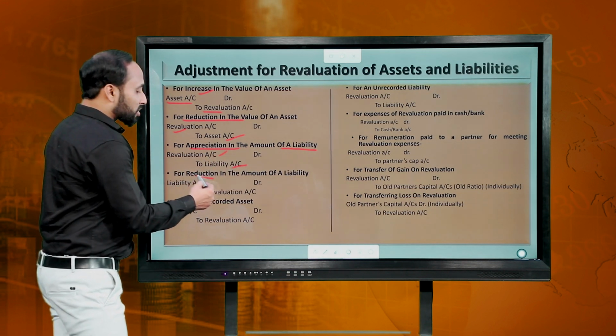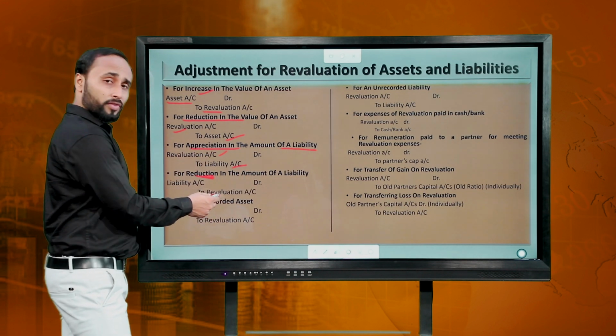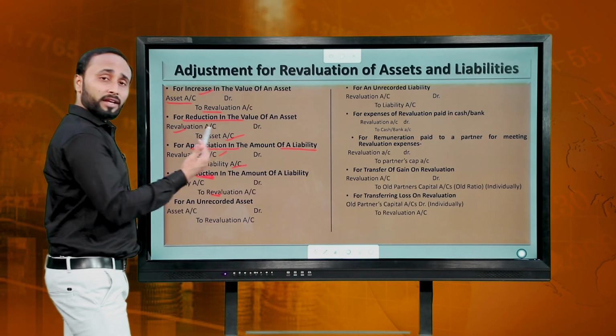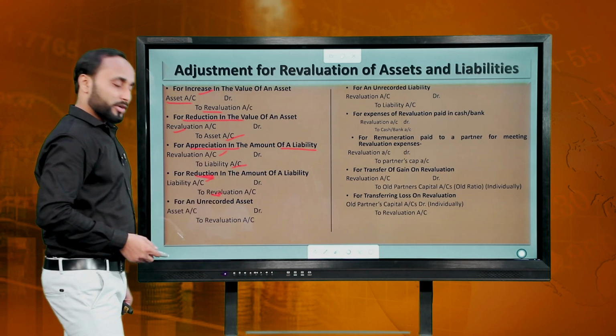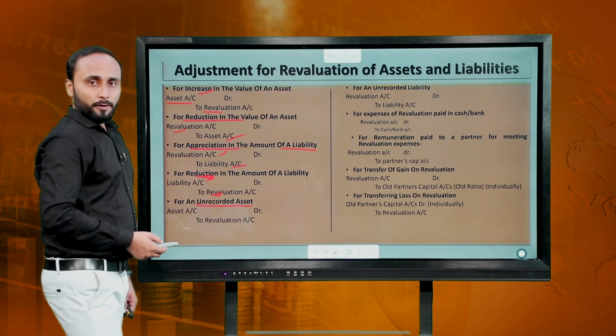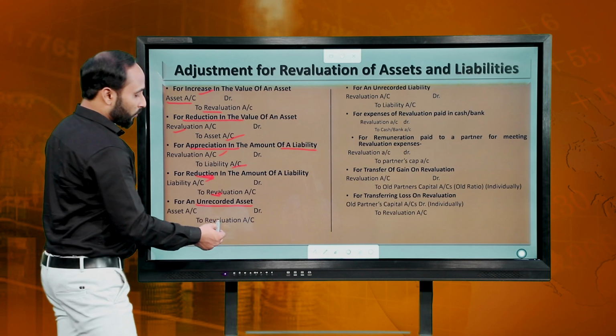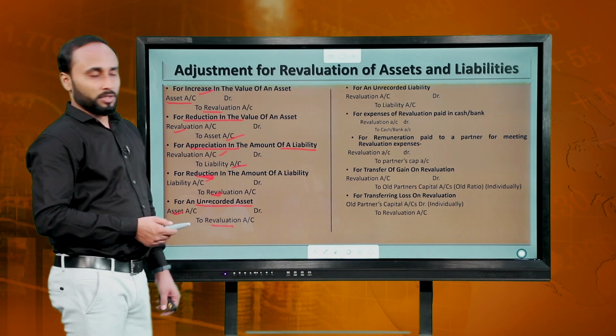Whenever there is a reduction in a liability, we credit the revaluation account because it's a benefit for us, because the liability is getting reduced. So we debit that liability and we credit the revaluation account. Whenever we find out an unrecorded asset, it is a benefit for us, so we credit the revaluation account and we debit the asset's name.